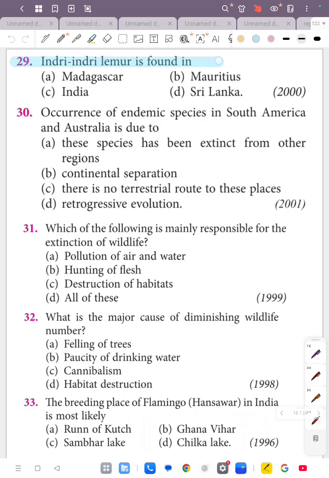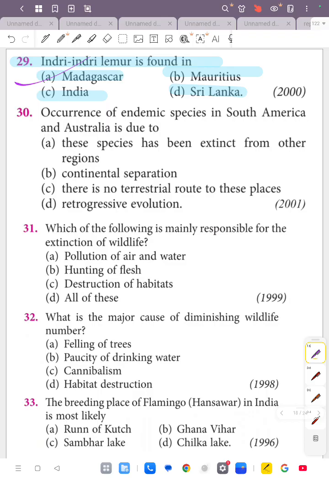Okay, question number 29 is, Indri lemur is found in A. Madagascar, B. Mauritius, C. India, or D. Sri Lanka? What do you think is the correct answer? Indri lemur is found in Madagascar. Option A becomes the correct answer. The Indri lemur is actually the largest living lemur. It's found only in the eastern rainforest of Madagascar Island. So basically, we can say that it is endemic to Madagascar.